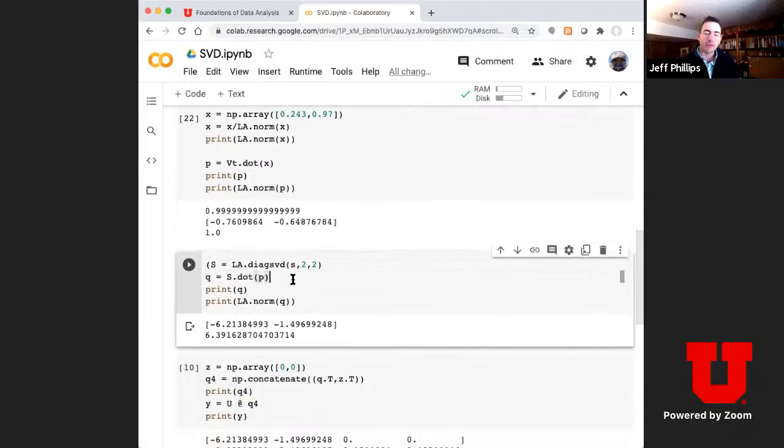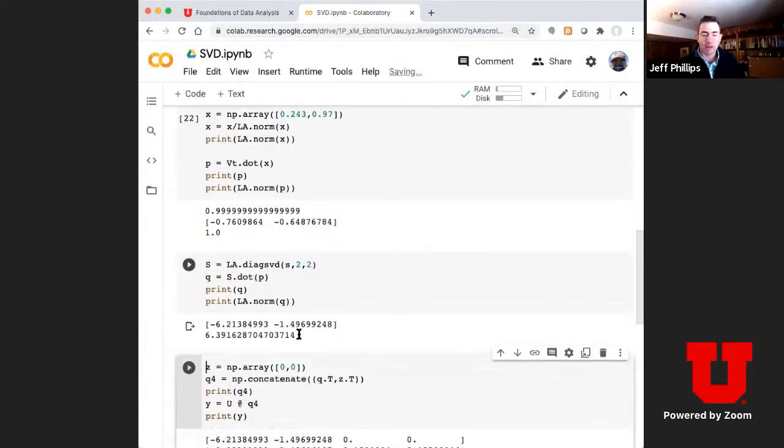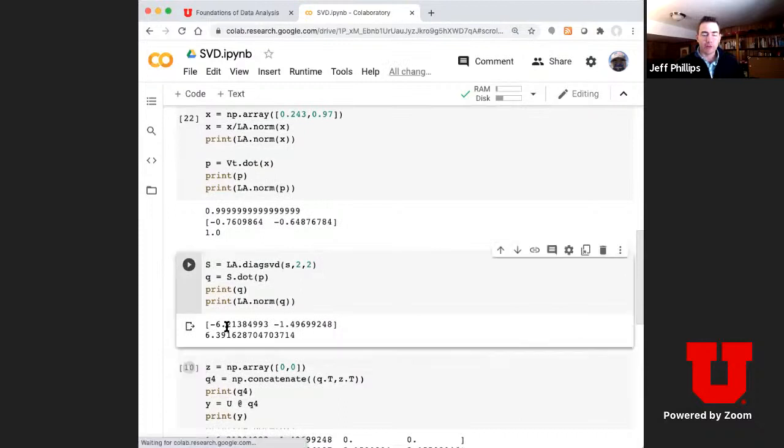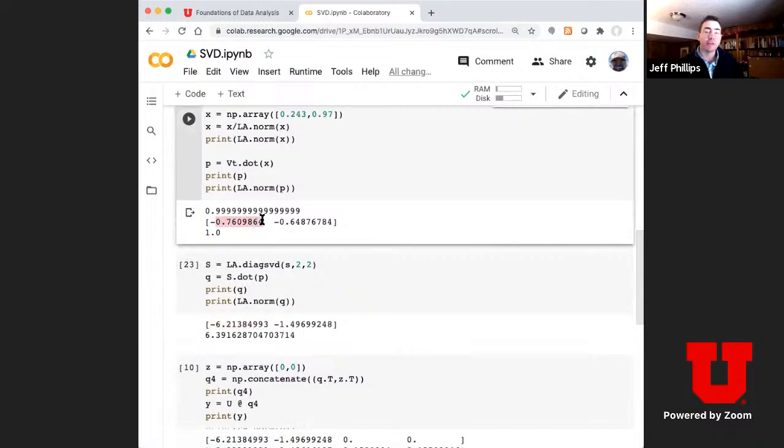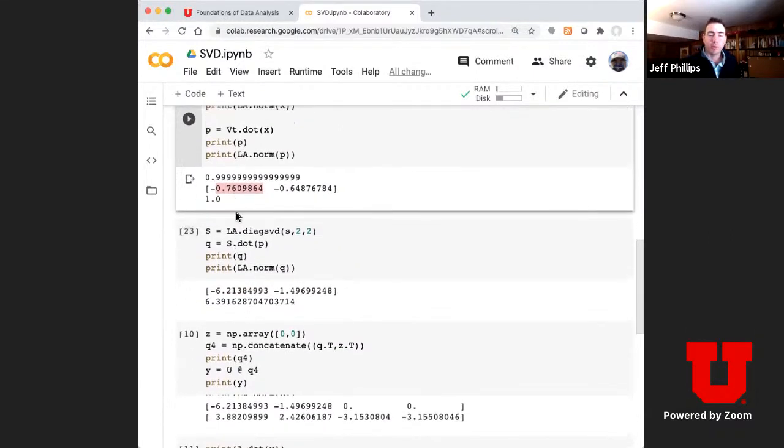Okay, now S I can reconstruct. I can reconstruct a matrix uppercase S from here. This gives me back a D by D matrix, which is the diagonal square matrix. And I can multiply that by P, and I can get Q. I basically just scaled, right? This is now 8.1 times negative 0.76, and that gives me 6.4 here. And now the norm has increased from 1 to 6.3 at this point of Q.